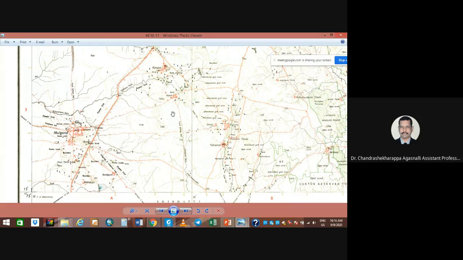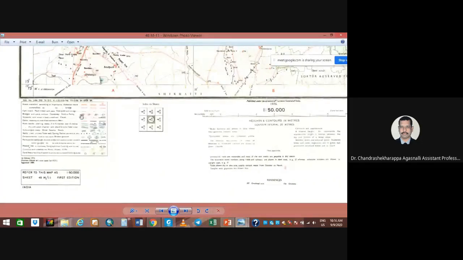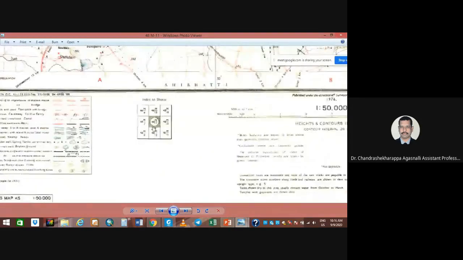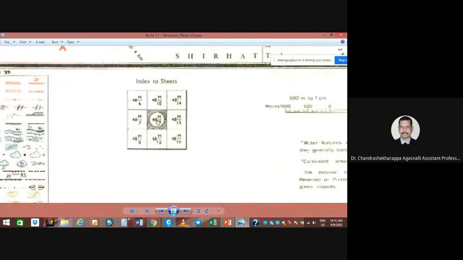Okay, right. And here this is a topo sheet that is called 48 M by 11. Surrounding this topo sheet there are many topo sheets: 1, 2, 3, 4, 5, 6, 7, 8. Eight topo sheets are surrounding this, adjacent to it, with a common boundary: 48 M by 11, 48 M by 15, 48 M by 8, M by 12, M by 16. So these are all sharing the boundaries.